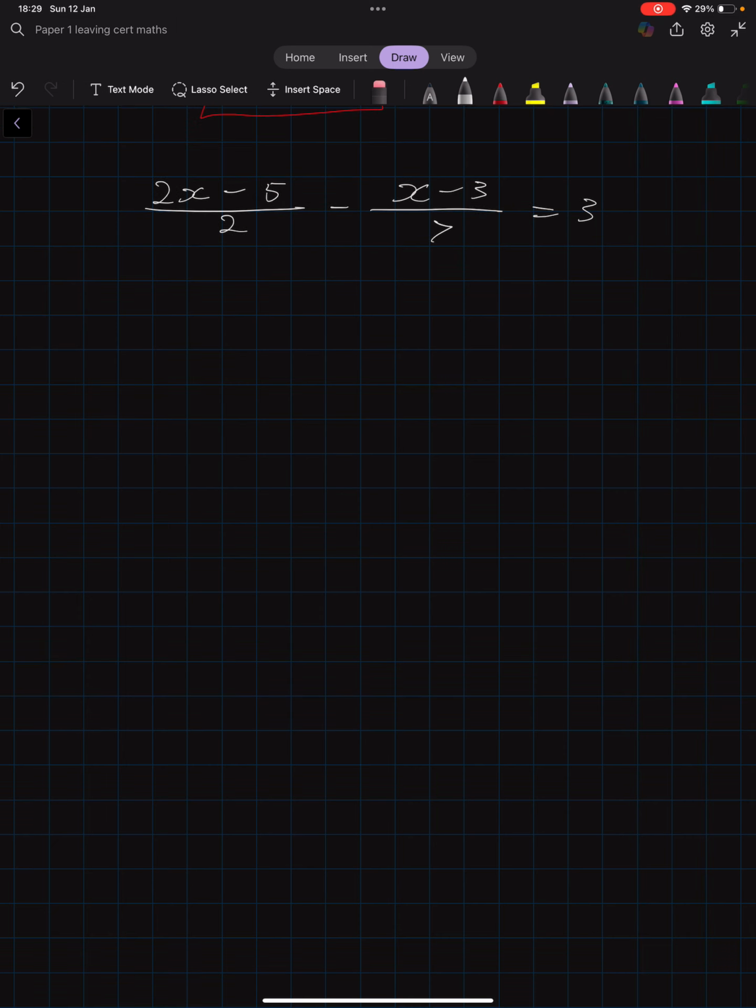Okay, so here, I'm dividing by 2. So why don't I just multiply my whole equation by 2 to get rid of my 2? If I multiply everything by 2, this becomes 2x minus 5. In the first term, you're saying 2x minus 5 divided by 2 multiplied by 2, so it's just 2x minus 5.